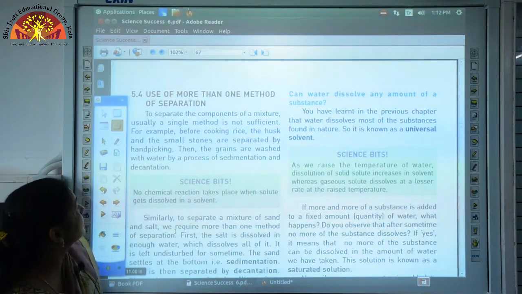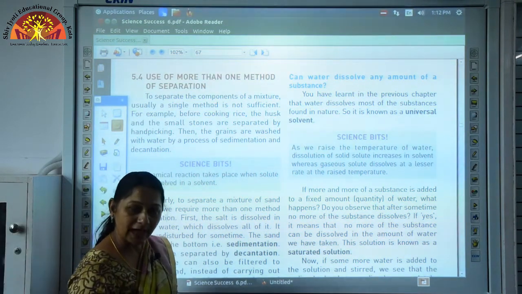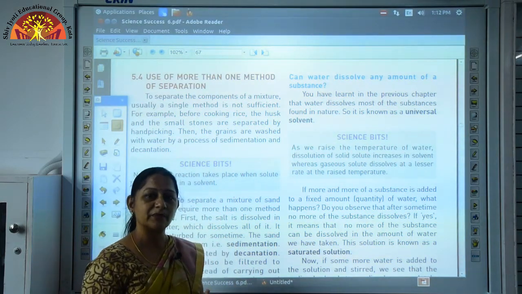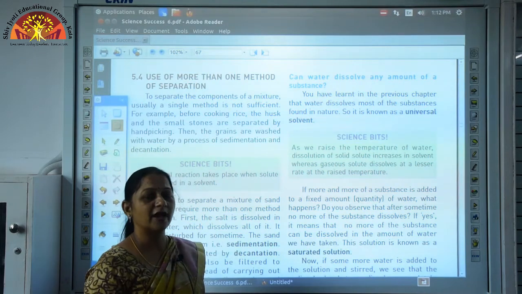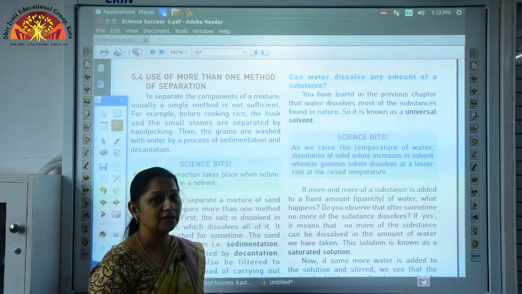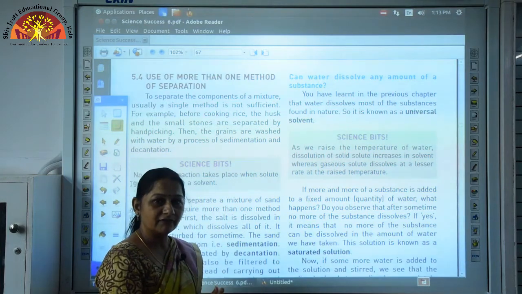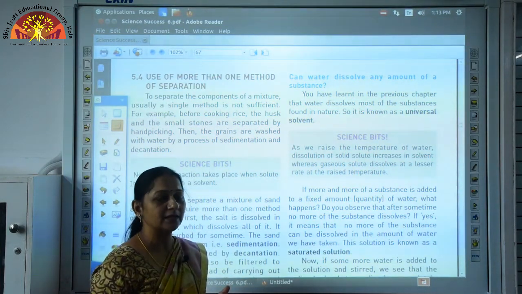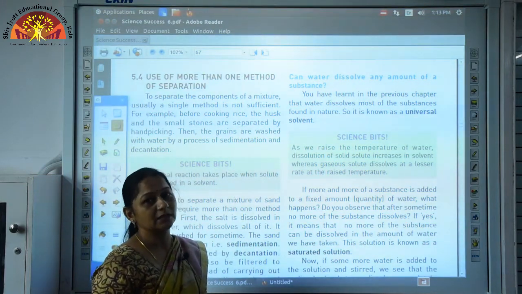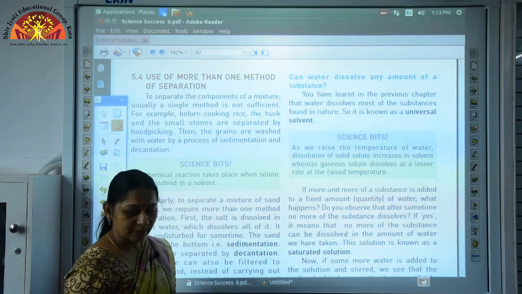Let us take up this topic. Now, sometimes you have to follow more than one method of separation to separate out the substances. Like if I have iron filings, sand and salt, I need a separate method to separate iron filings, and to separate sand and salt I need some other method. So, sometimes we need to use more than one method of separation.